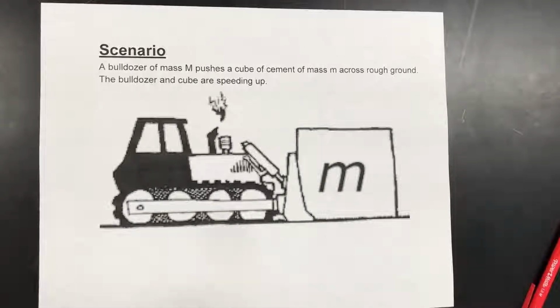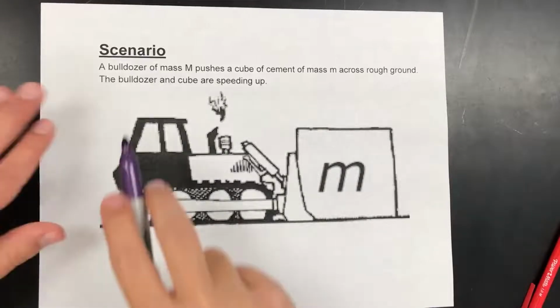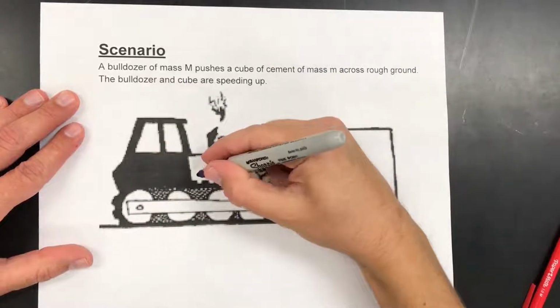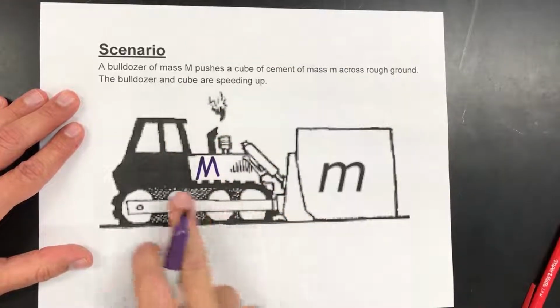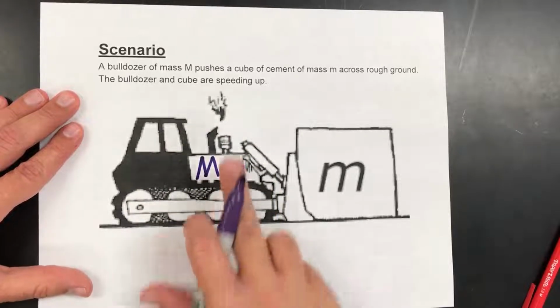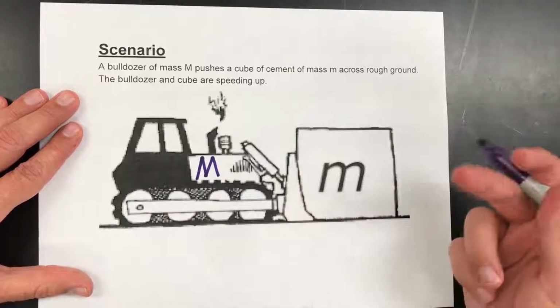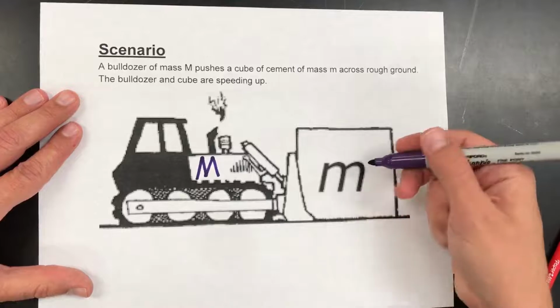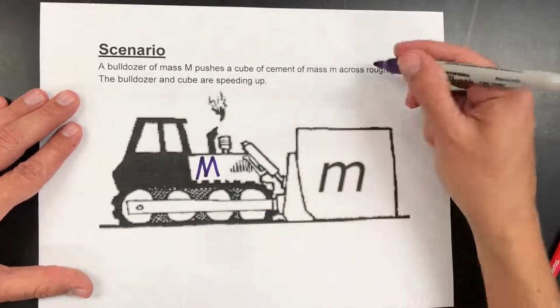Okay, let's do the bulldozer one here. It says a bulldozer of mass capital M. I'm actually going to label that on here because it's not labeled on the diagram. So the bulldozer's got a mass of capital M, pushes a cube of cement of mass lowercase m, even though that's enormous, across rough ground.